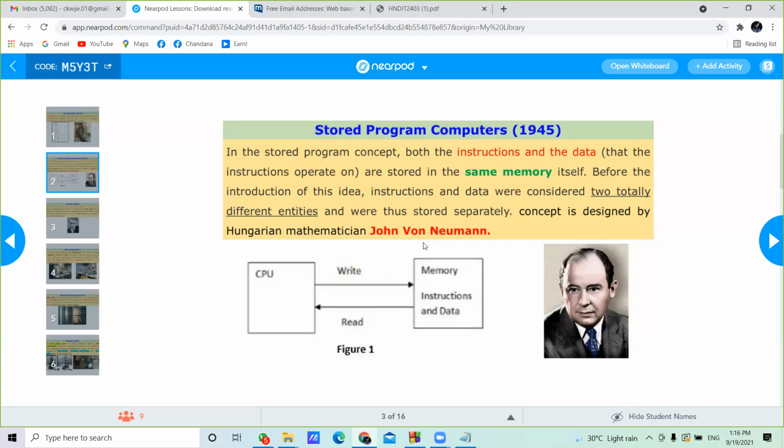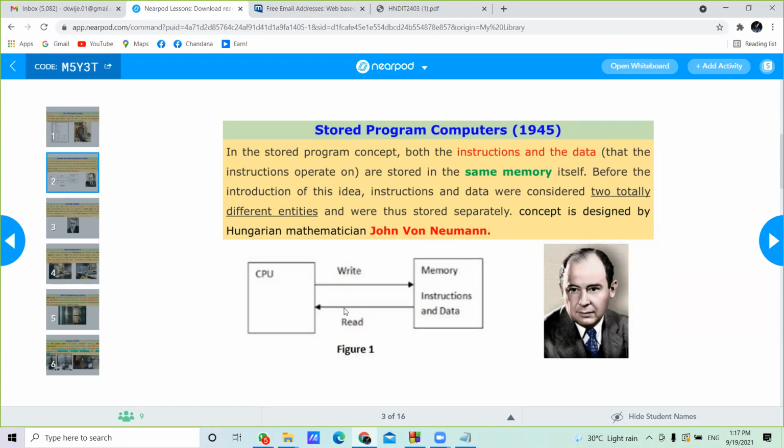He was the first to say that instructions and data should be in the same memory. Before this concept, computer programs ran using a separate memory for instructions and a separate memory for data. But he said instructions and data should be in the same memory. That's the main point we can get from this concept.